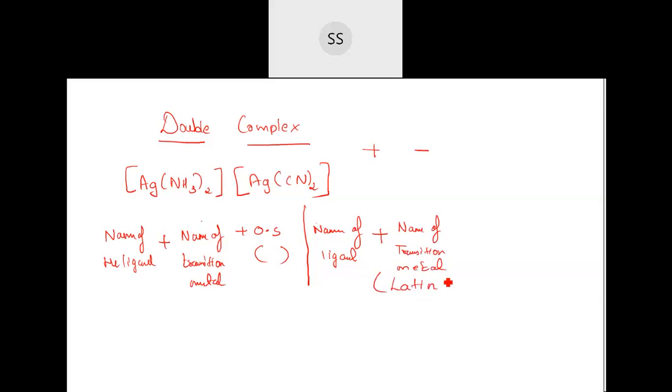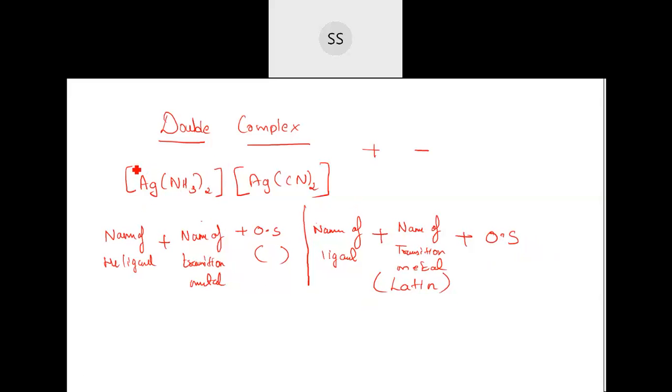Okay, this should be the Latin name. The second one is there, no? Because it's negatively charged, that is the reason it's a Latin name. And then after that it will be the oxidation state. So this is the order you need to follow when you have a double complex. The concept is similar, no students? You don't have to learn anything by heart.